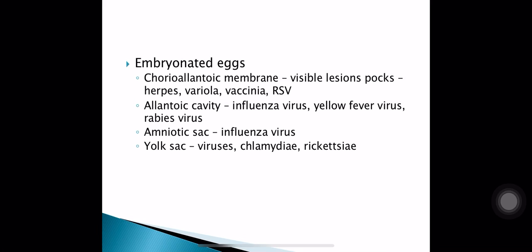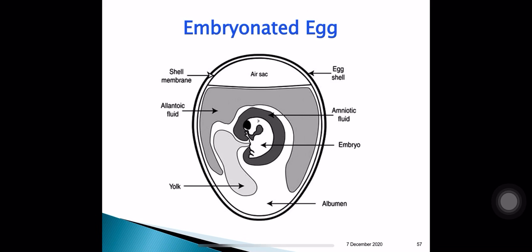The amniotic sac is used for growing the influenza virus, and the yolk sac is used for growing viruses as well as chlamydia and rickettsia. Have a look at this figure. The embryonated egg has 4 portions which are used for cultivating viruses: the chorioallantoic membrane, the amniotic cavity, the allantoic cavity, and the yolk sac.